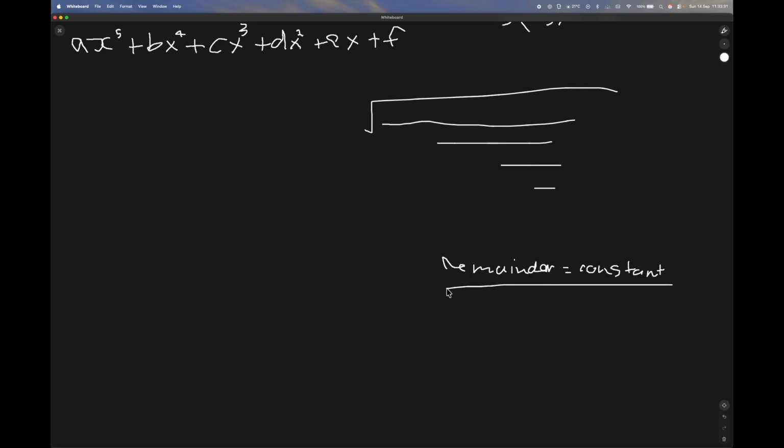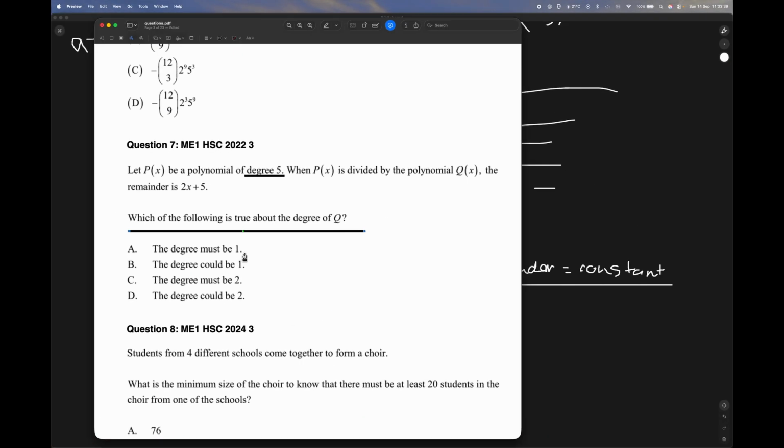Remainder must be equal to a constant if dividing by a degree 1 polynomial. So we can put, it's not going to be that one. No, it's not going to be that one because it's not going to be a 1.